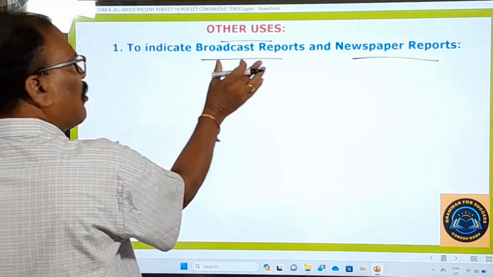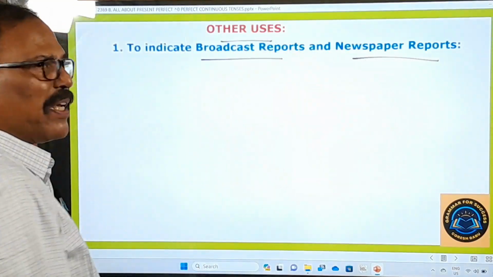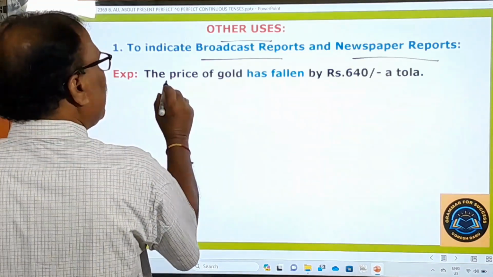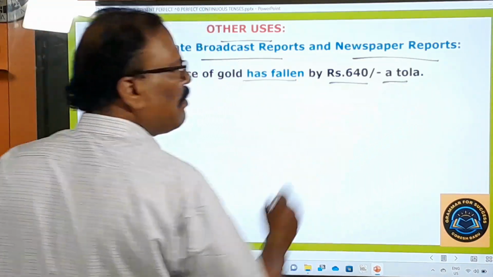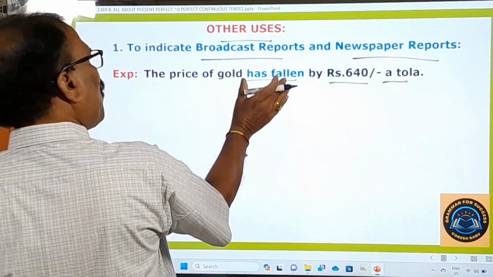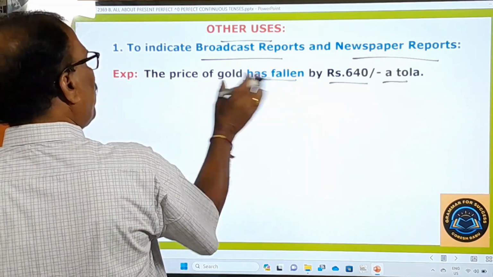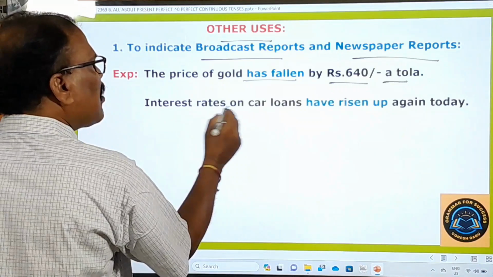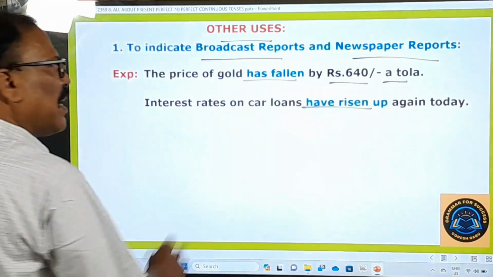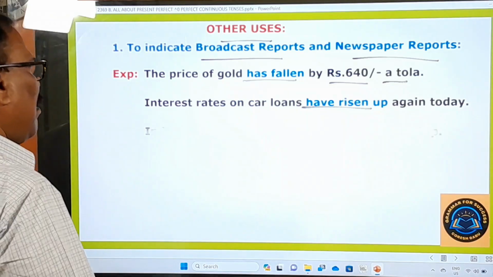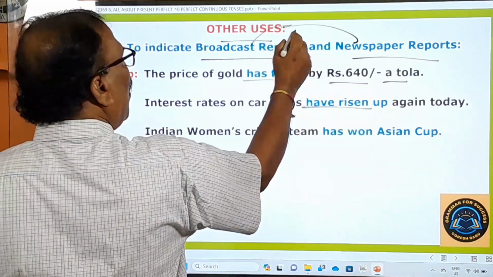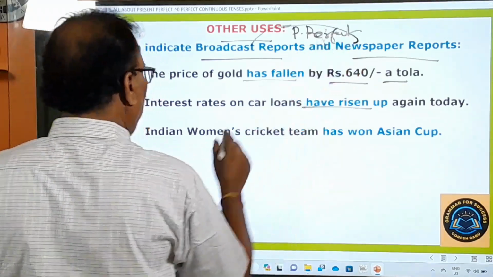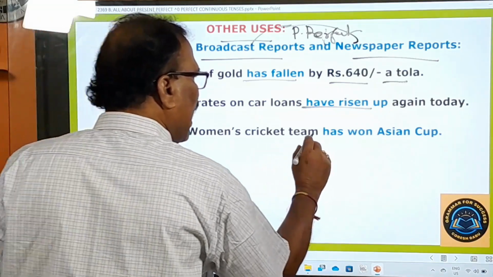Right. To indicate broadcast reports and newspaper reports, we use the present perfect tense. And how? I'll give you some examples. The price of gold has fallen by 640 a tola. It has fallen. It's a broadcast report or a news report. Right. And then, interest rates on car loans have risen again today. It's again a newspaper report. These newspaper reports and broadcast reports are expressed only in the present perfect. Okay, present perfect only. Right. And Indian women's cricket team has won Asian Cup.